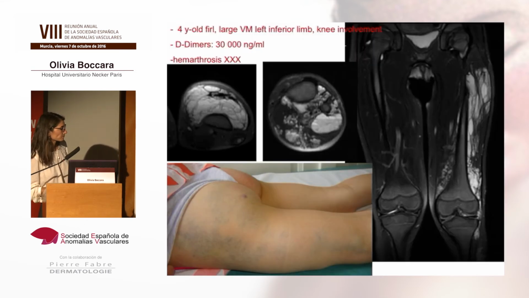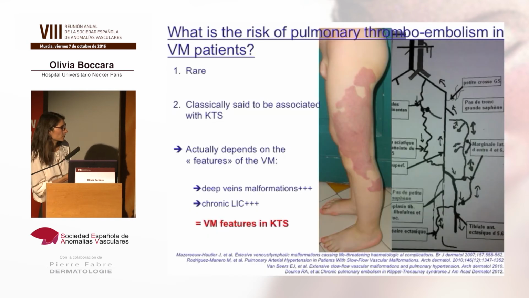Another example with this patient with the knee involvement, she had multiple hemarthrosis and a quite severe LIC. She was under anticoagulant and antifibrinolytic, and it was not enough. Hemarthrosis still happened. And then we added rapamycin, and she stopped presenting hemarthrosis. So clearly, rapamycin has a great interest, in my opinion, for the mucosal symptoms of venous malformation.